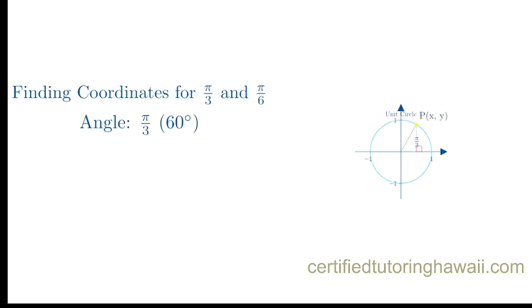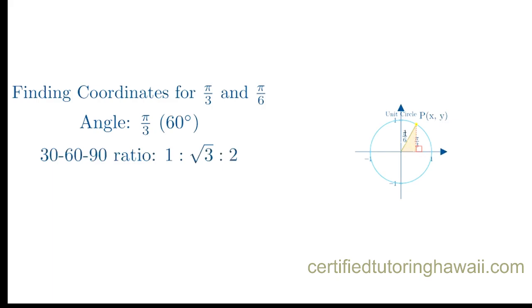Dropping a perpendicular to the x-axis creates a right triangle. This is our 30-60-90 triangle, but it's been rescaled to fit the unit circle. The angle at the origin is pi/3. This means the other non-right angle must be pi/6. The hypotenuse is the radius of the unit circle, which is 1.